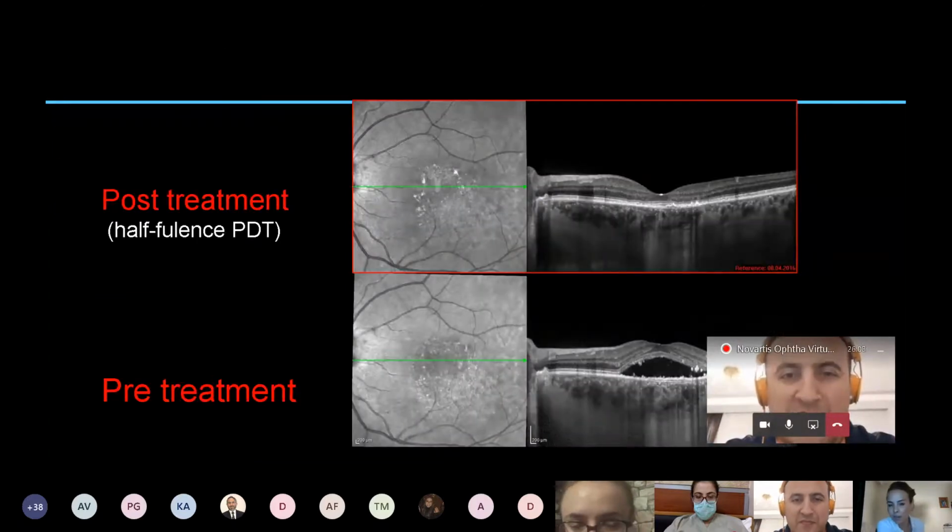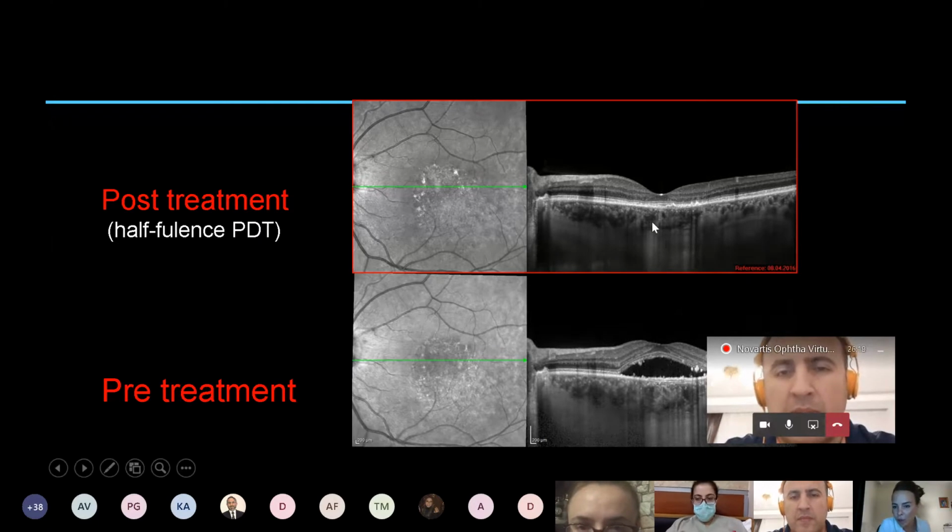See the difference. This is the post-treatment result, immediately after the treatment. There was total resolution, no subretinal fluid, and you can notice that the thickness of the choroid decreased significantly after the treatment.